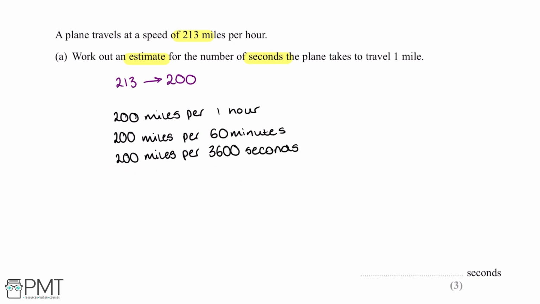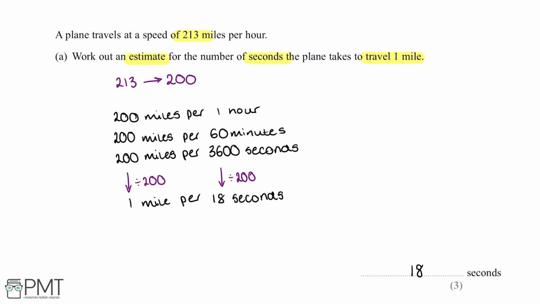So using this information, we can now work out the amount of time it will take to travel 1 mile. So in order to get from 200 miles to 1 mile, we'll need to divide by 200. So we can do the same calculation with the number of seconds. So 3,600 seconds divided by 200 gives us an answer of 18 seconds. And this is our final answer.